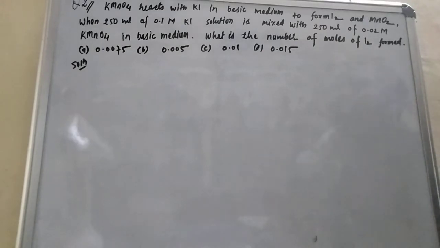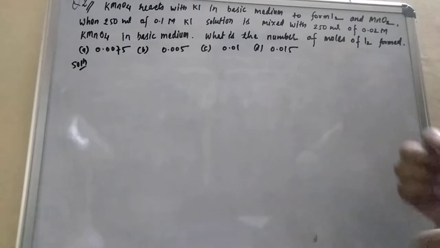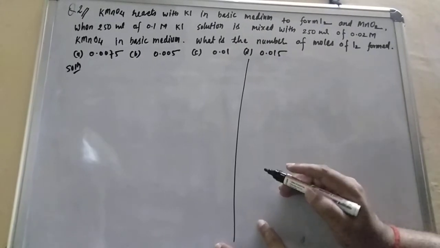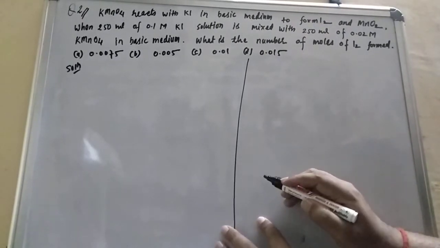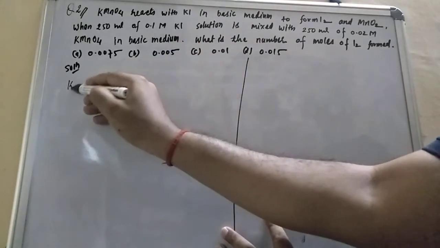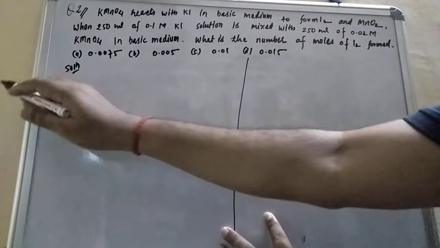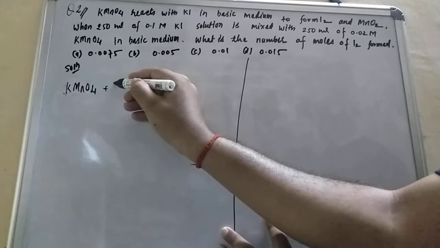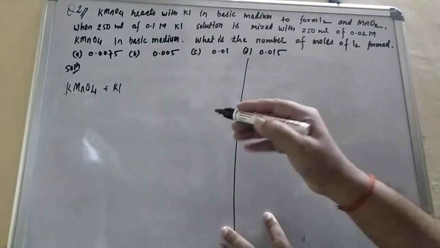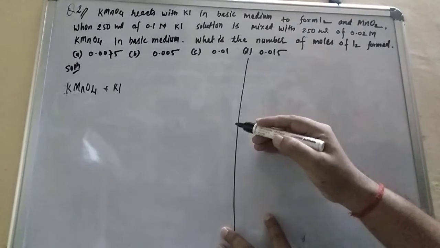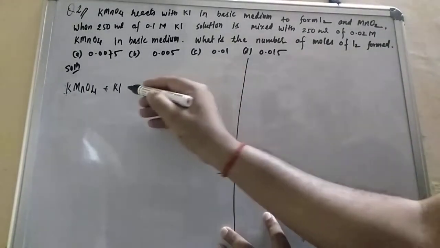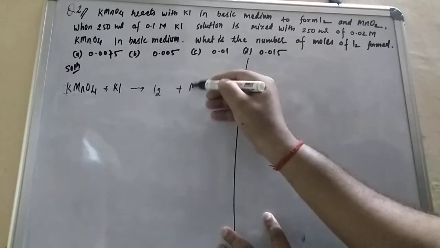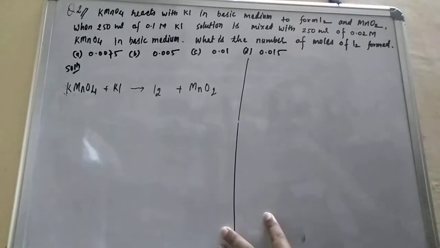What the problem is, KMnO4 reacts with KI. Okay, so we are starting the question also. At the same time we are reading, whatever information we can interpret, we will write also. So KMnO4 is reacting with KI in basic medium, to form I2 and MnO2. So when it is reacting with KI, it is forming I2 plus MnO2. This is the question in basic medium.